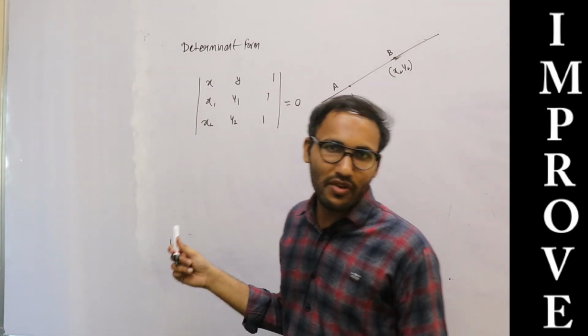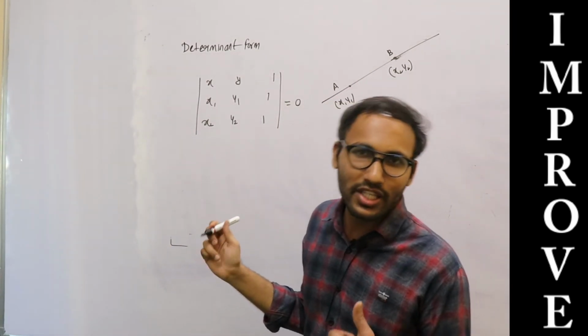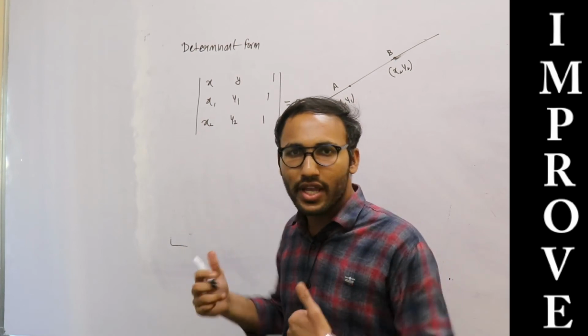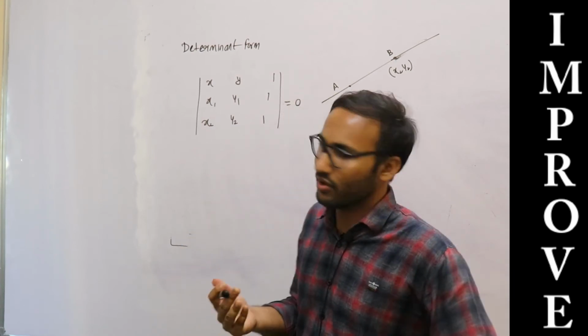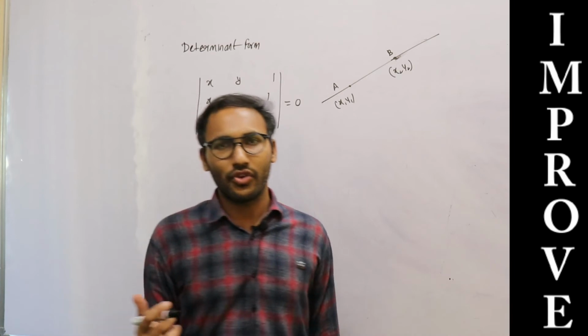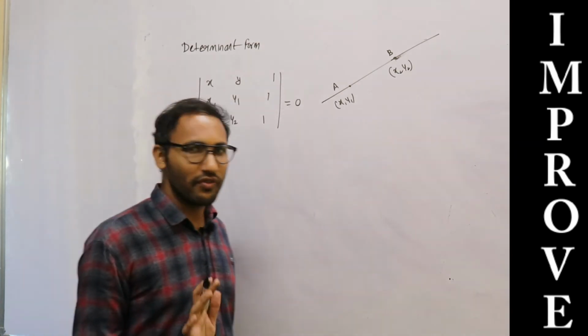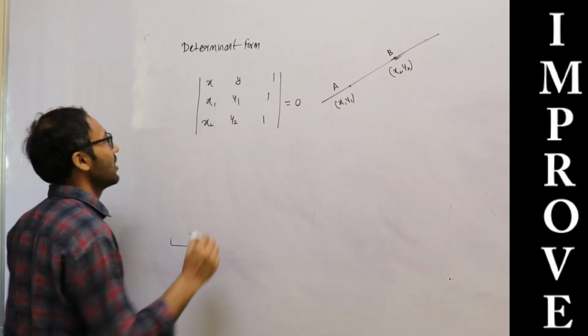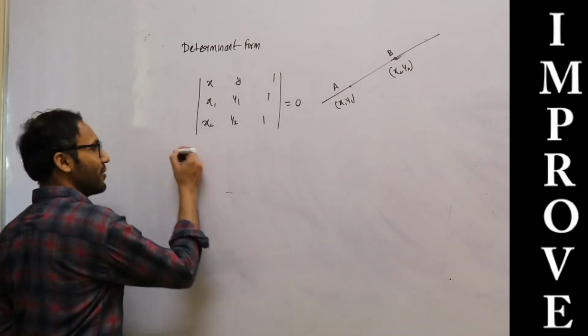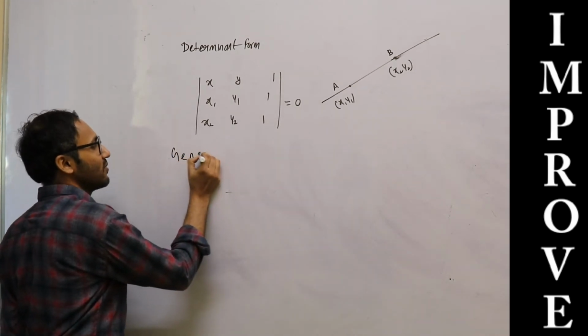आपको पता ही है x1 y1 क्या है. x1 y1 and x2 y2 are given points and x y are general coordinates. Okay, so after solving it, whatever you will obtain, this will be the equation of line. Next form is general form.